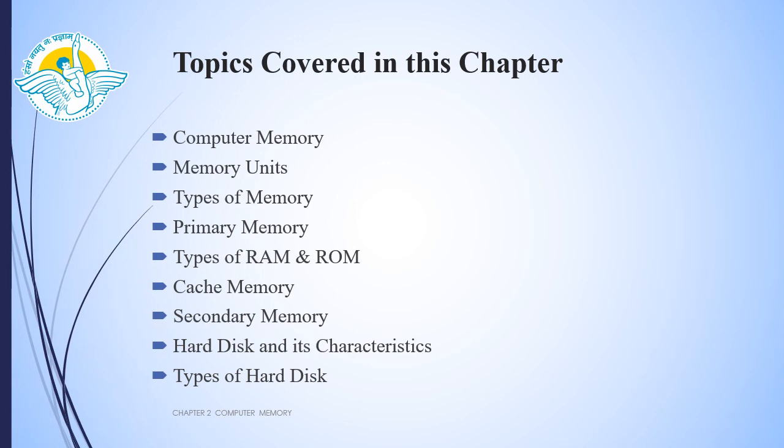The topics covered in this chapter are: what is computer memory, which are the different memory units, the types of computer memory, what is primary memory, types of RAM and ROM, cache memory, what do you understand by secondary memory and what is its significance, hard disk and its characteristics, and the different types of hard disk.